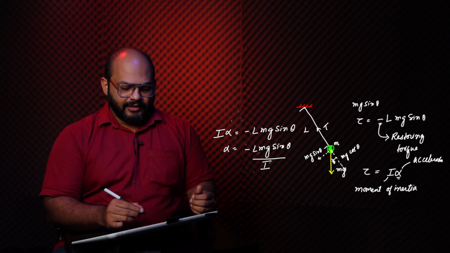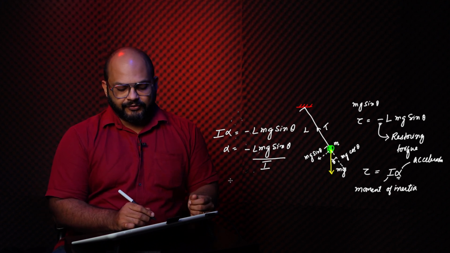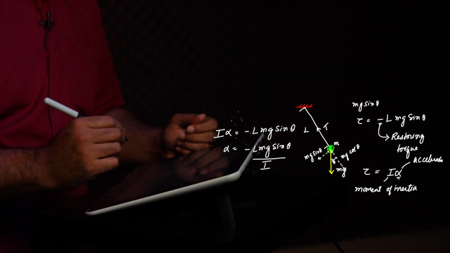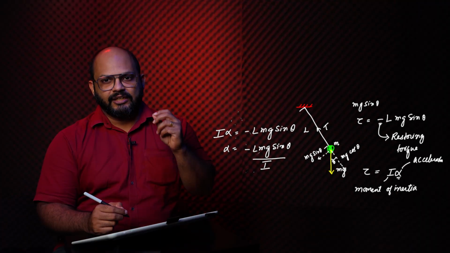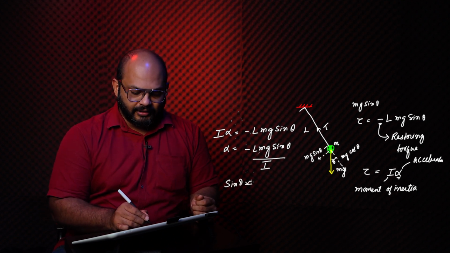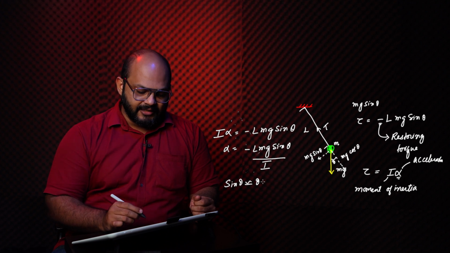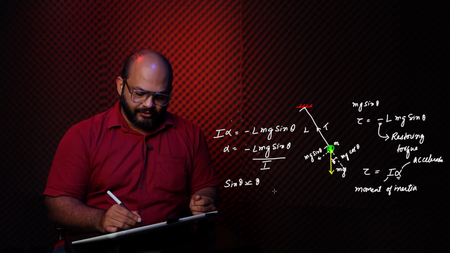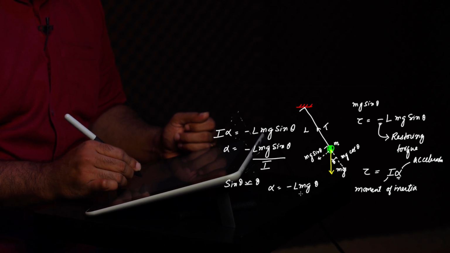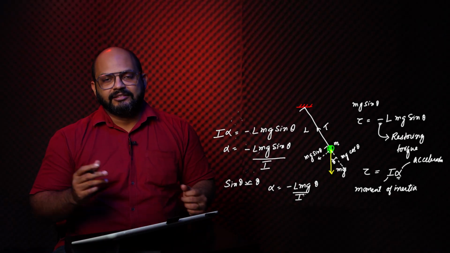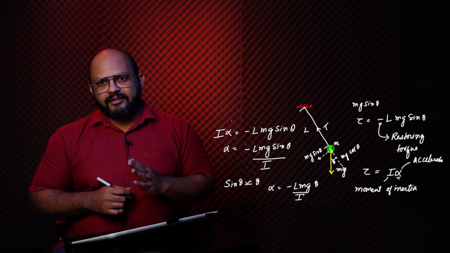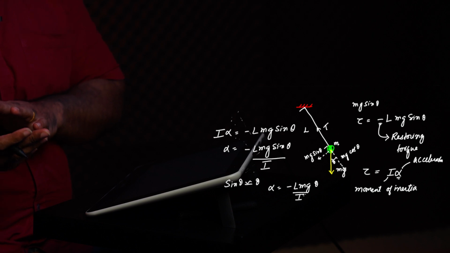Now, if we are dealing with very small values of theta, for small angles, the sine of the angle is approximately equal to the angle itself, which means that the above equation can be rewritten as alpha is equal to negative L mg theta divided by I. And this gives us an expression for the angular acceleration of this bob, and it tells us that it is a function of the angle.